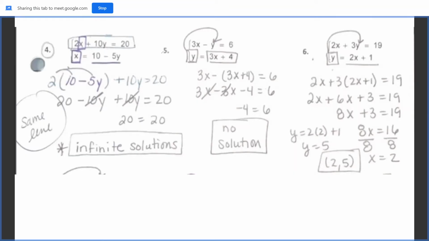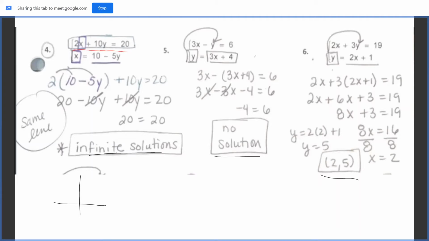On this first problem, we have an infinite solution. Then we have no solution, and we have a solution that is an ordered pair. When you graph a system of equations, in order for a system to have infinitely many solutions, they have to be the same line. And these two equations represent the same line. Look over here at this equation.